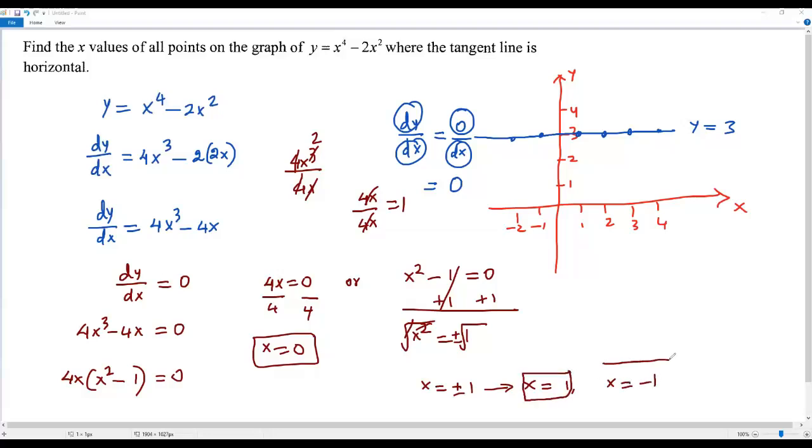So when I equate the first derivative, I mean when I equate the slope of the tangent line dy over dx to 0, I get three values for x. x equals 0, x equals 1 and x equals negative 1. So at the points where x is equal to 0, 1 and negative 1, the tangent line to the graph of the given function is horizontal.